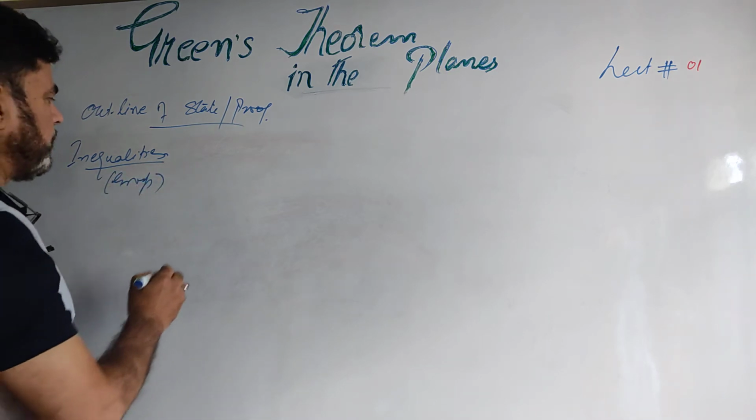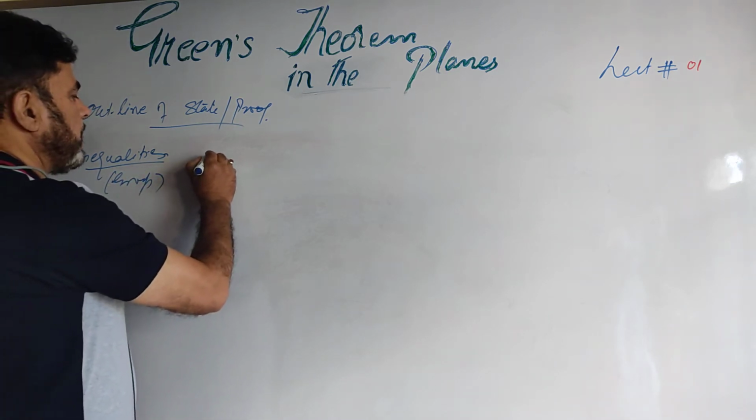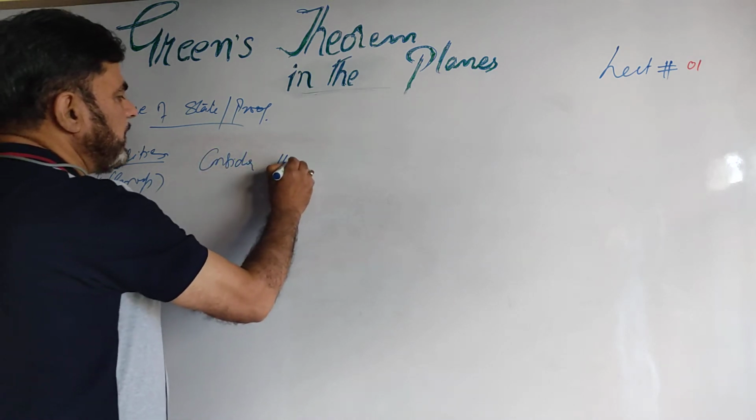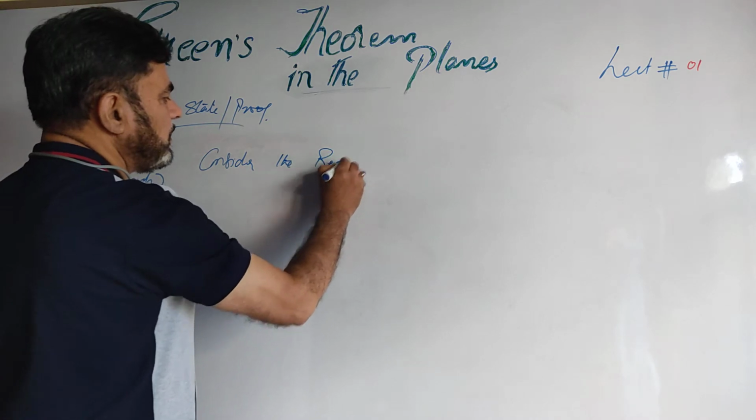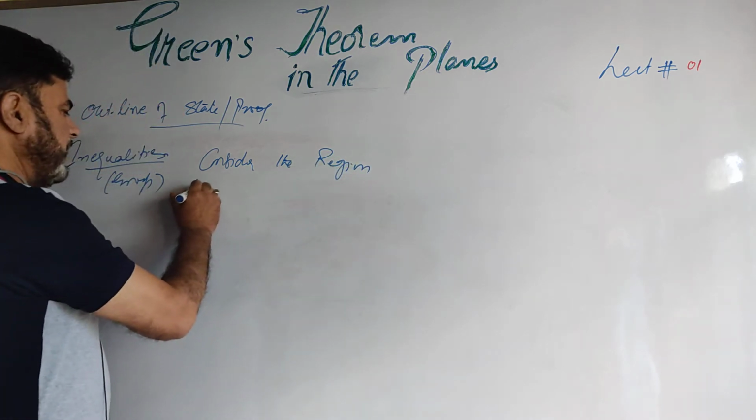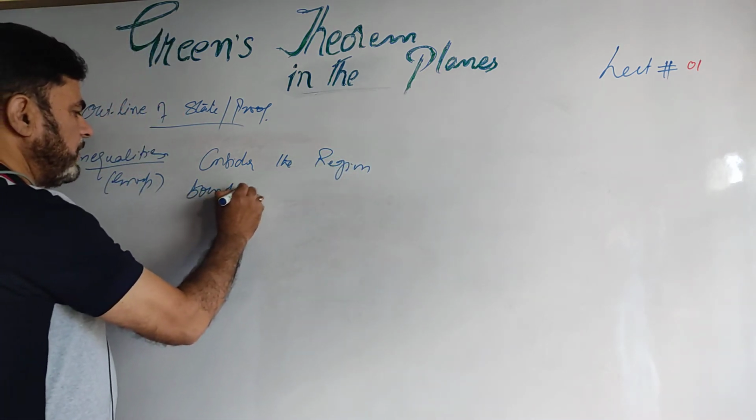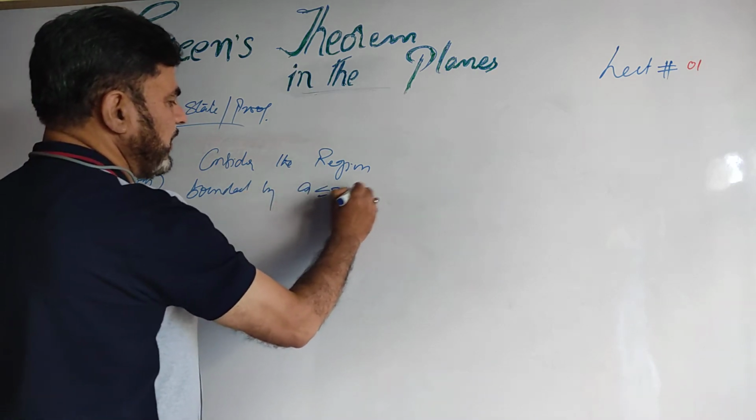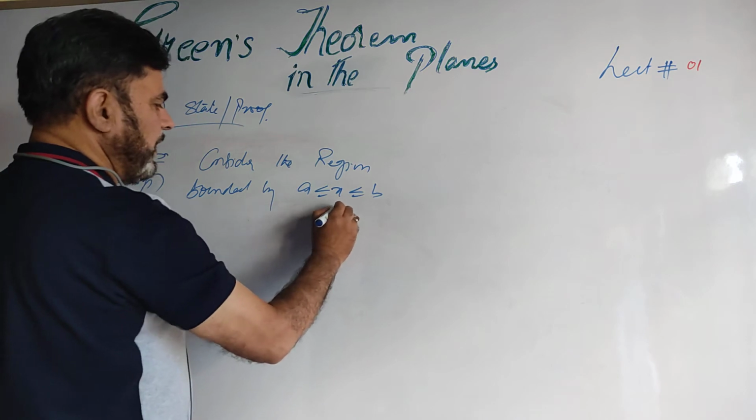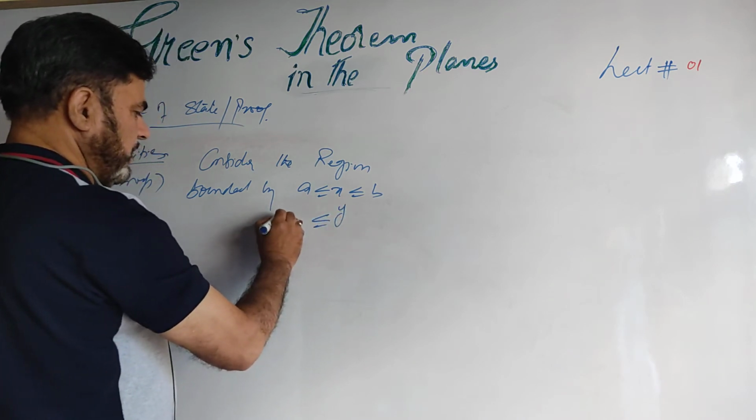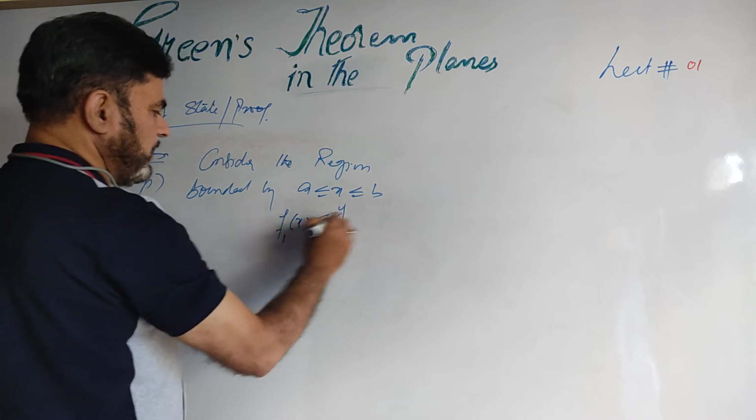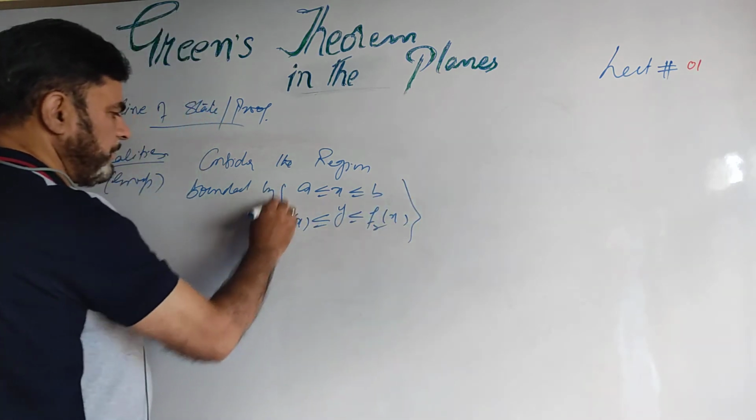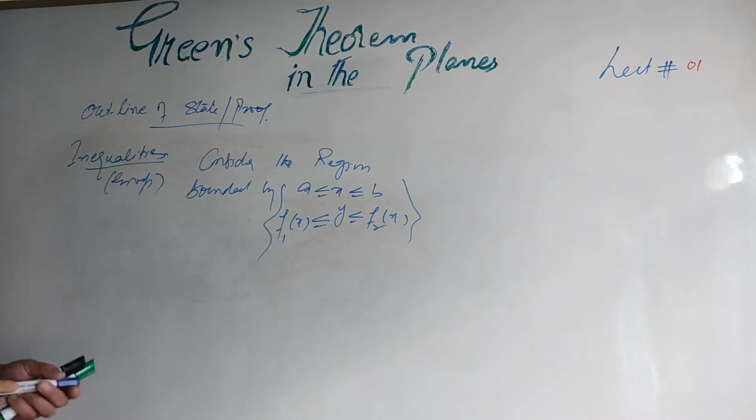Suppose we have the region. If we consider the region bounded by a less or equal to x less or equal to b, and y greater or equal to f1(x) and less or equal to f2(x). Suppose this is the region. This is a region.